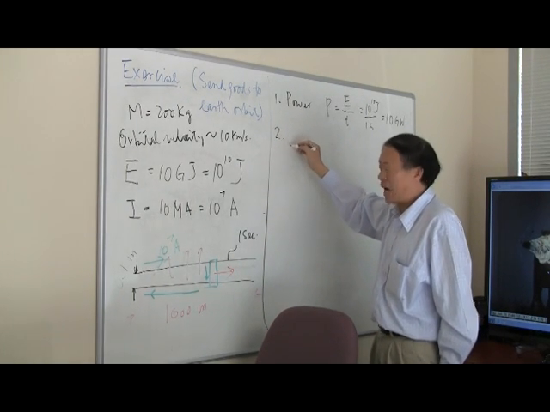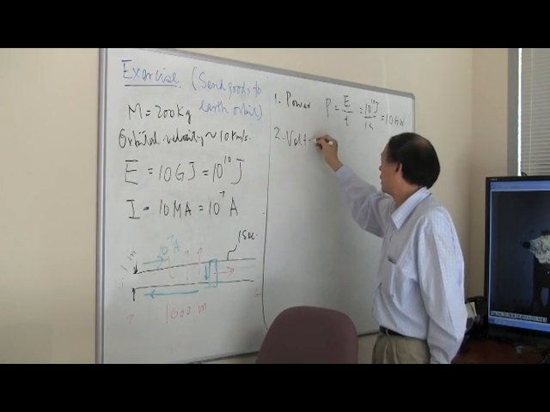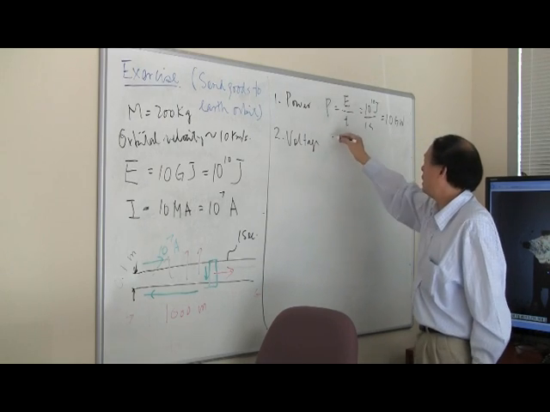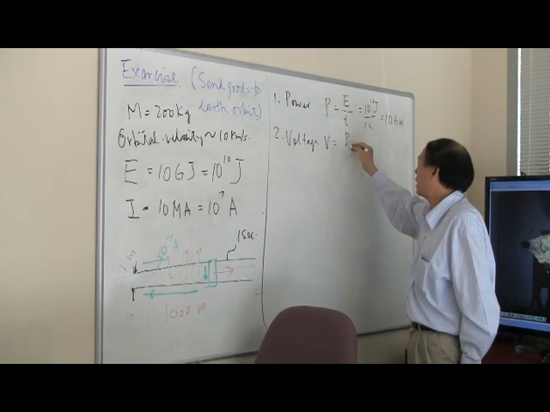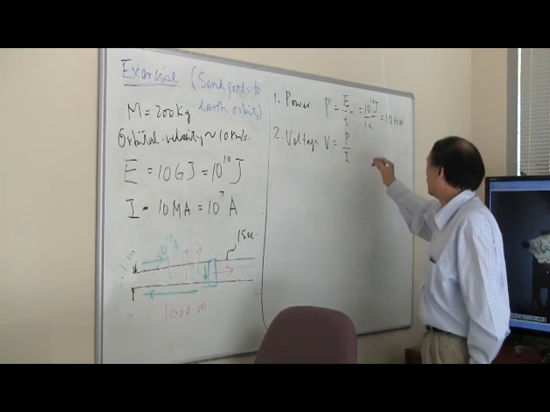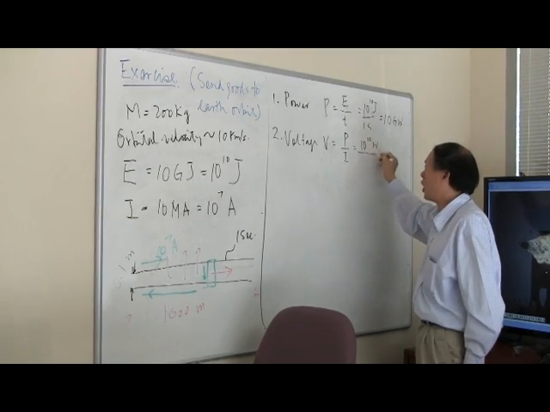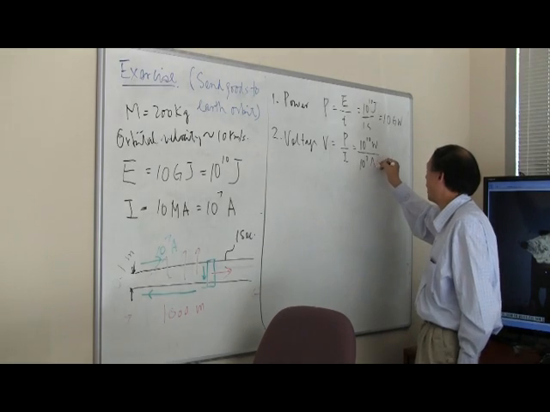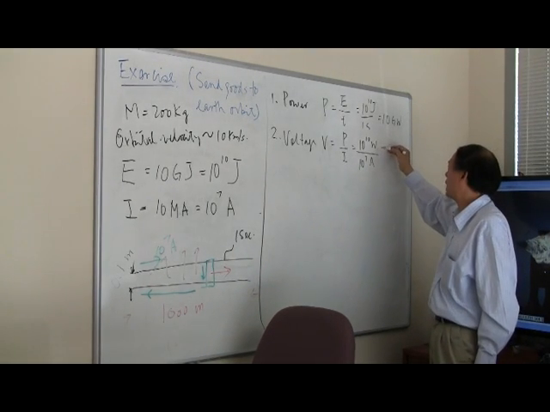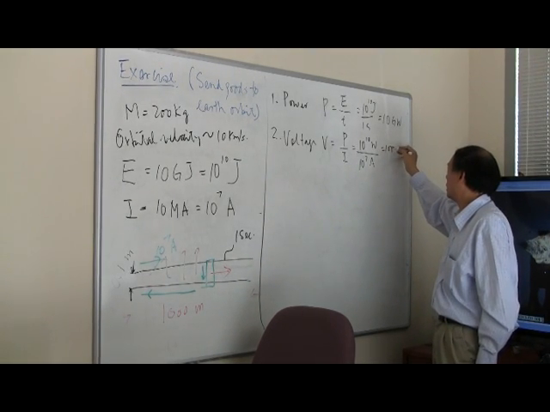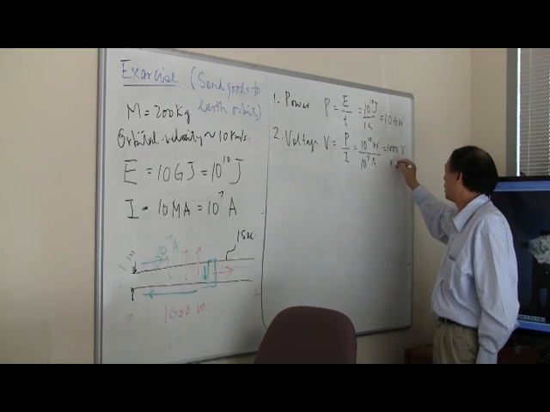The second question we're going to ask is the voltage. As we know that V is equal to P divided by I, and the fact that P, in this case here, is 10 to the 10 watt, and the current is 10 to the 7 ampere, that would give us a voltage of 1000 volt or 1 kilovolt.